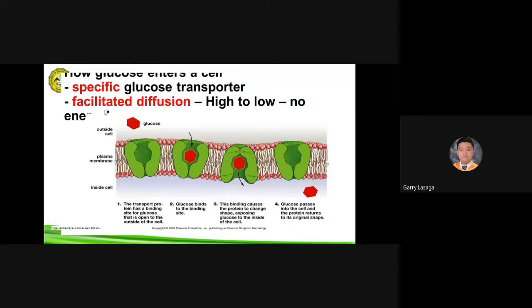Another reason why this is an example of facilitated diffusion is that it requires the presence of transport proteins, but it does not require the expenditure of energy. Again, glucose is a polar molecule, so it needs transport proteins in order to be moved from the outside to the inside of the cell.